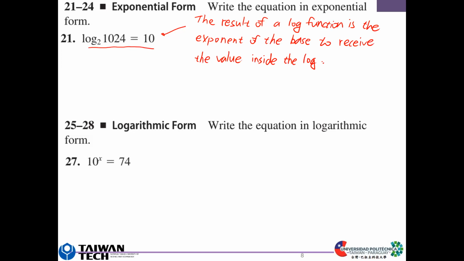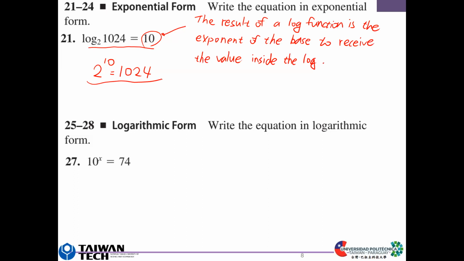So in this case, if we want to write this equation in exponential form, it could be written as 2 to the power, because the output of the log function is the exponent of the base, which is 2, to receive the value inside the log. So it is 2 to the power of 10 equals 1024. Okay, so this is the simple demonstration of a log function.